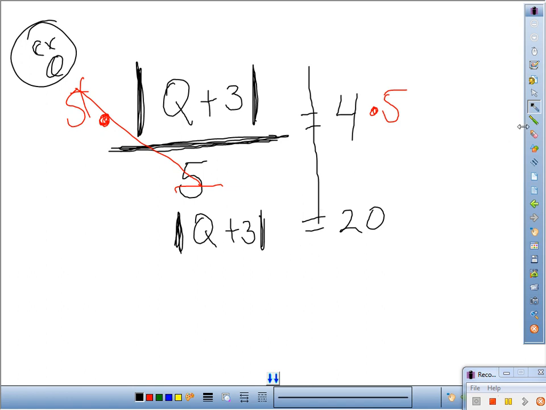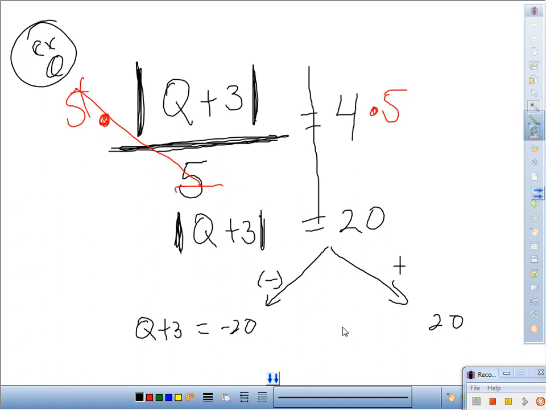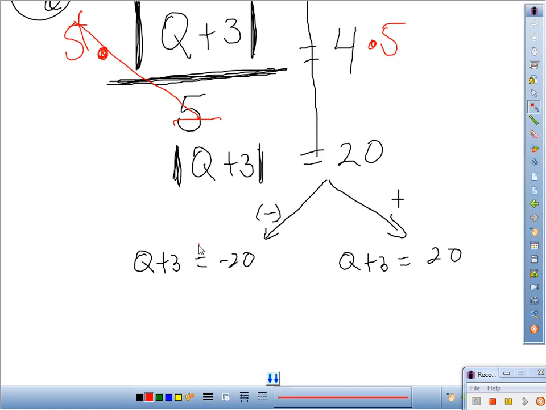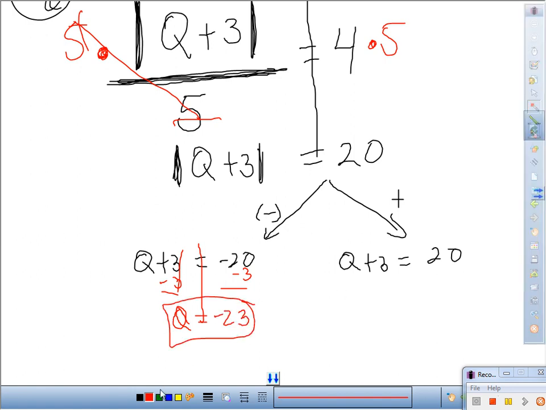So, now question again. Is the absolute value by itself? Yes. Is there anything in front or behind it? No. So at this point we do what? We do a negative 20 and a positive 20. What's inside? Q plus 3 equals that, and Q plus 3 equals that. All right, let's see what we got. Line down the equal sign. Minus 3, minus 3. We got Q equals negative 23. Minus 3, minus 3. Q equals 17.